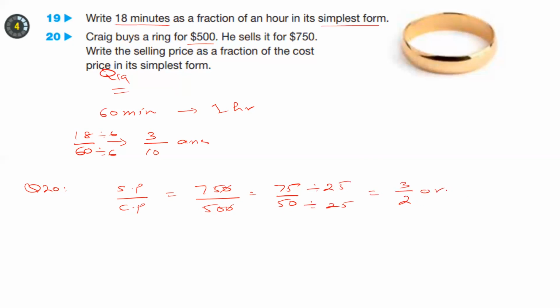Or if I convert it into a mixed number, then we get 2 times 1 is 2, and then we get 1 remaining. So here, 1 whole 1 upon 2. So this is the answer for question number 20. 1 whole 1 upon 2, or 3 upon 2 is the answer.